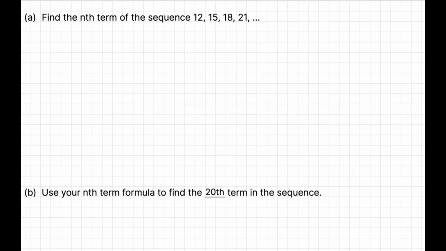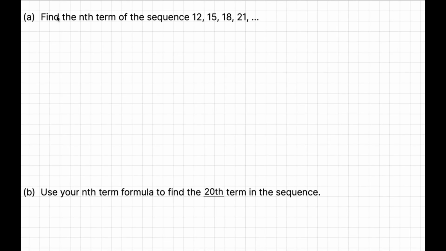Here is our final example. However, it is an exam style question, so feel free to pause the video now and attempt it yourself. Okay, so part A says find the nth term of the sequence 12, 15, 18, and 21. Now our first step is to label our terms again. So 12 will be our first term, 15 our second, 18 our third, and 21 our fourth.